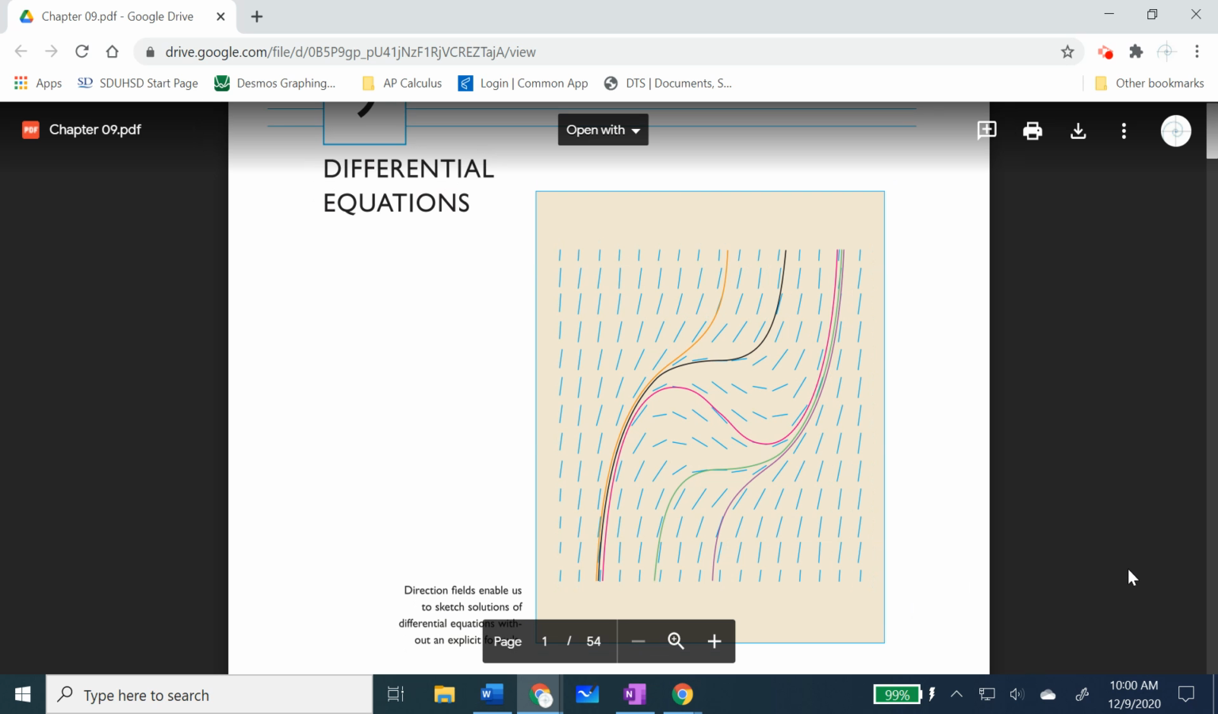Okay. So if you look at these curves, there's a yellow one, a black one, a pink one, a green, and a purple. Those are all solutions to one particular differential equation, but it's a whole family of possibilities. If you know a particular point on the solution, you can figure out which of these it is.